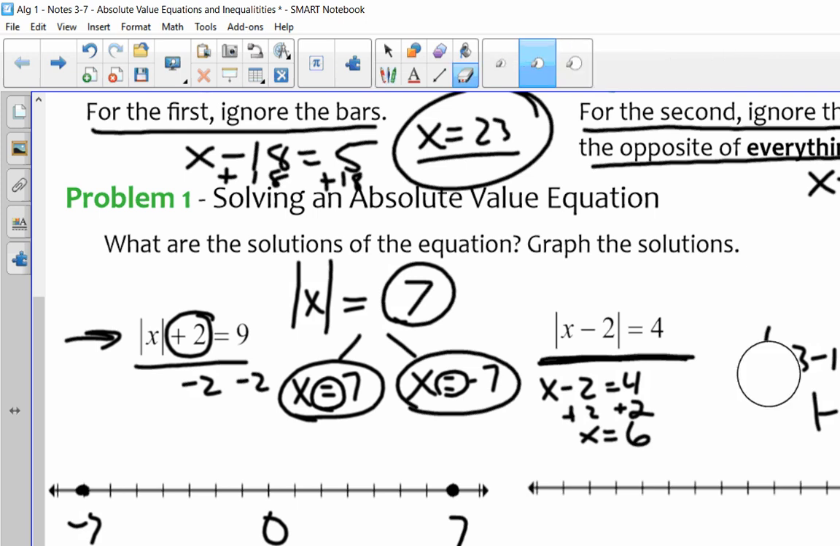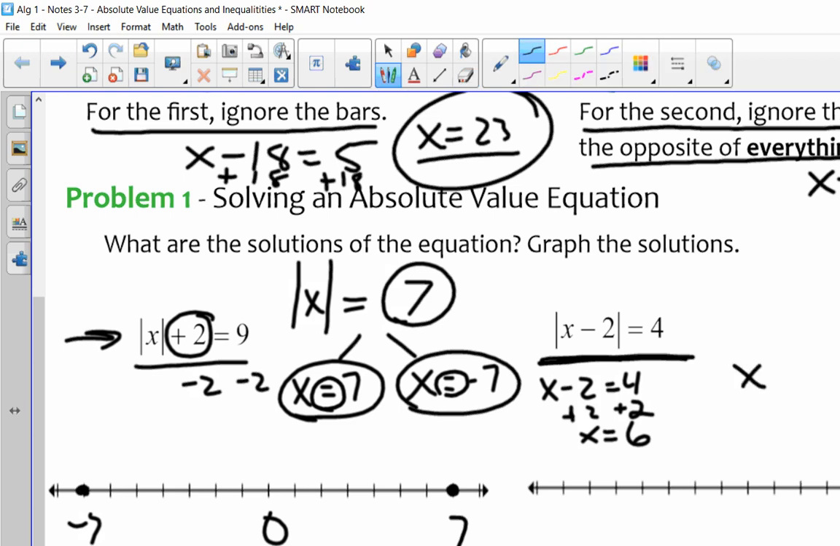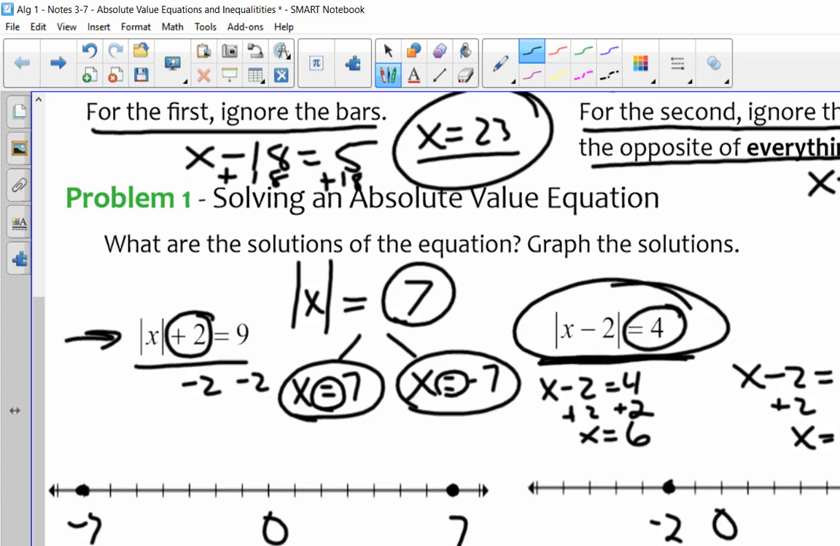Let me erase this stuff over here since we're done. And then I get a second equation. So I rewrite it, ignore the bars, but this 4 was outside the bars, so I do its opposite. So it's negative 4, solve it again. And I get negative 2, okay? So at positive 6, I think it's right here, put a point. At negative 2, put a point. Those two, take those and plug them back into the original problem and see if it works. Okay.